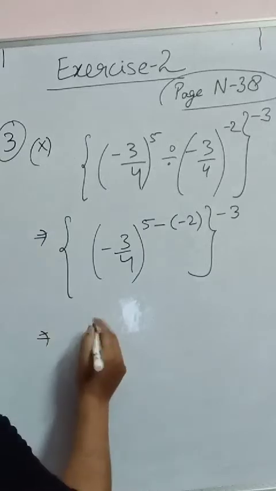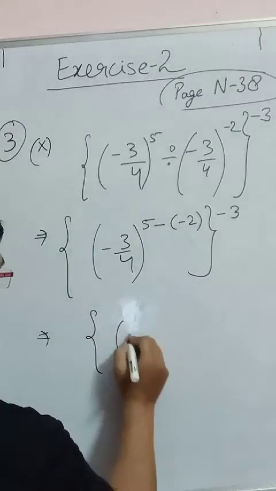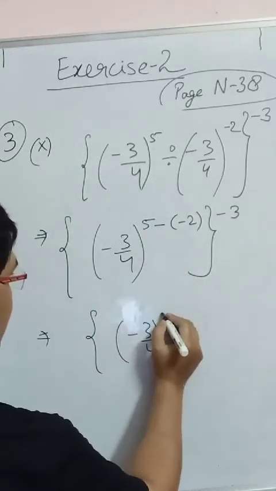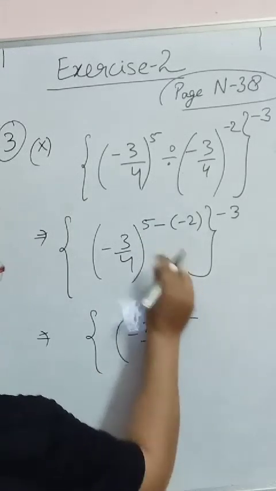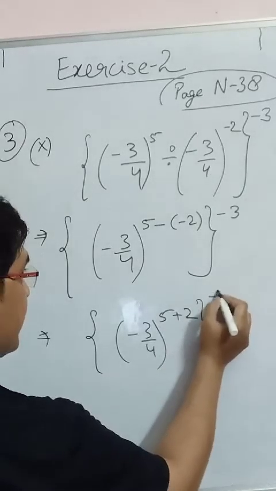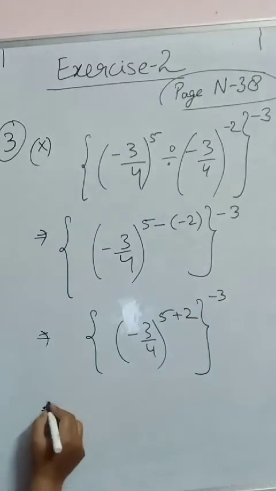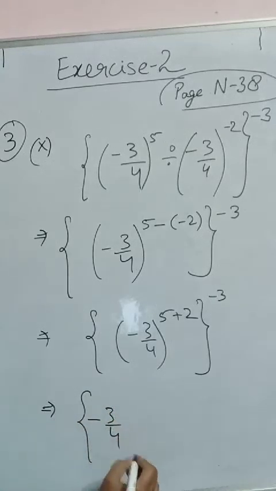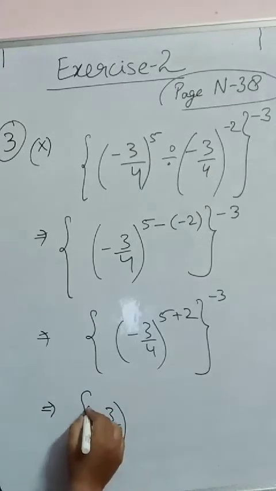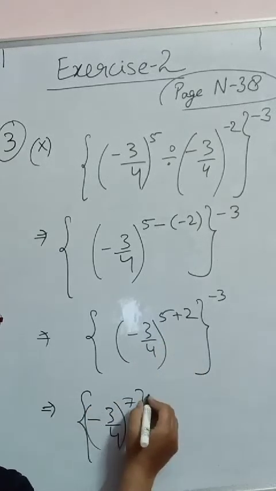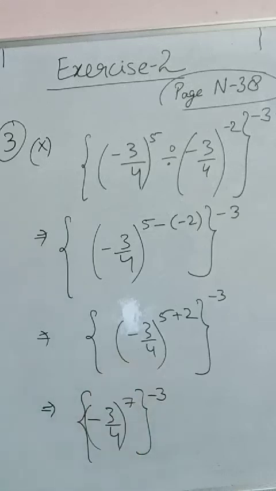Inside the curly bracket we have minus 3 by 4 and the power is 5 plus 2. How did it become plus? Because minus into minus is plus. And the total power is minus 3. Finally, what do we have? We have minus 3 upon 4 whole to the power 5 plus 2 becomes 7. And the final power is minus 3.